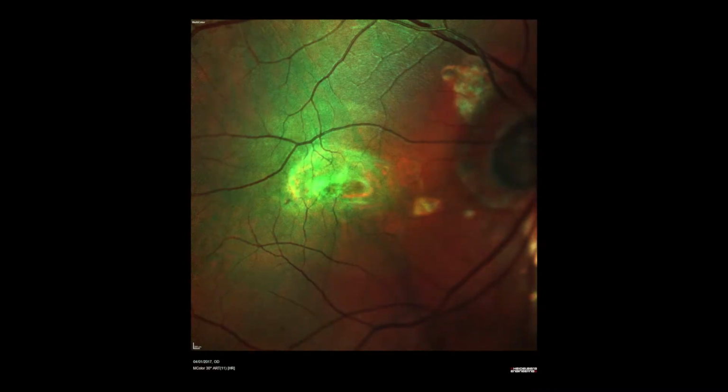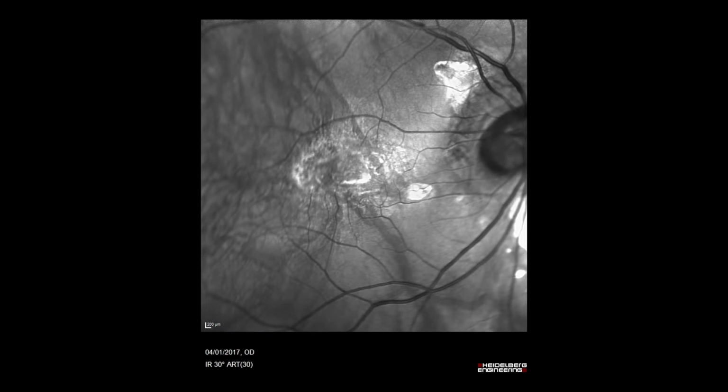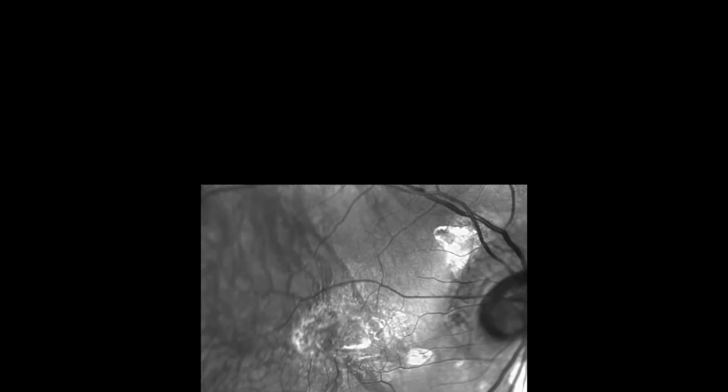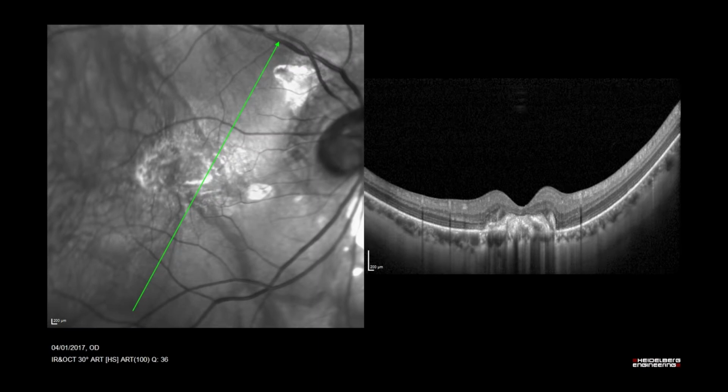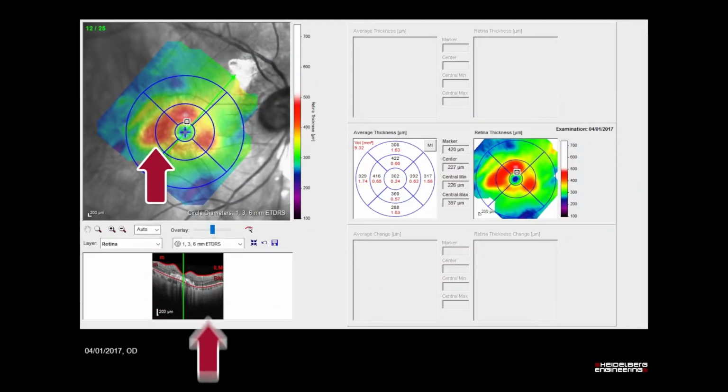This case is of a patient who is highly myopic and is visually symptomatic and has been identified as having myopic degeneration. The infrared reflectance image shows extensive RPE disruption, and the OCT B-scan shows an area of subretinal hyperreflective material consistent with a myopic CNV. The OCT thickness map again shows areas of retinal thickening and elevation.